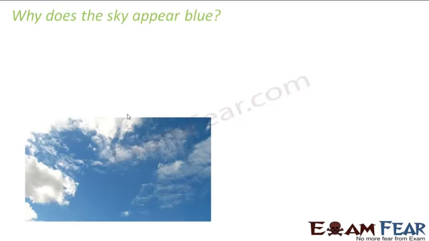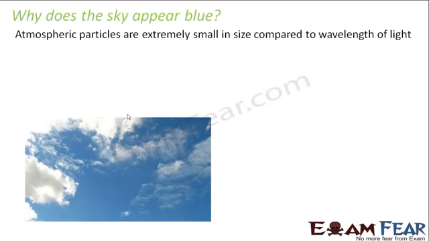Now let us see why the sky appears blue. Why is it that it appears blue? In this case also, the atmospheric particles which are present are extremely small in size as compared to the wavelength of white light, right? Because normally whenever we talk about light, we talk about white light. So the atmospheric particles are very small in size. Now, just now I told you that if the particles are smaller in size, they will scatter smaller wavelengths, right?